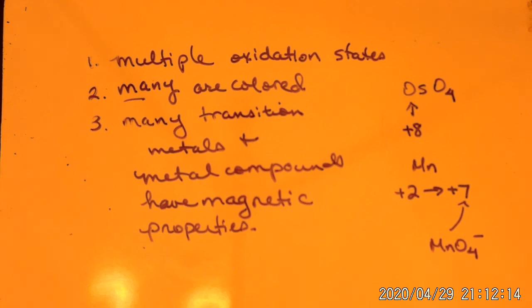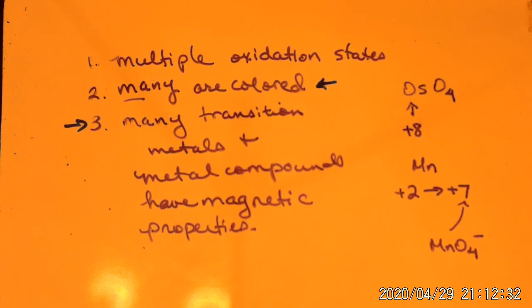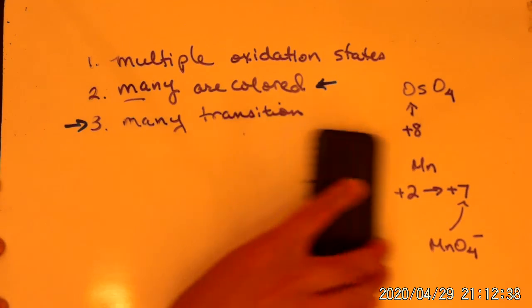Okay, so what we're going to do is we already know about the multiple oxidation states. We've been calculating that for quite a while now. We're going to talk about the magnetic properties first, and then talk about colors and the complexes, the compounds, and naming them. Okay, so what are the magnetic properties?